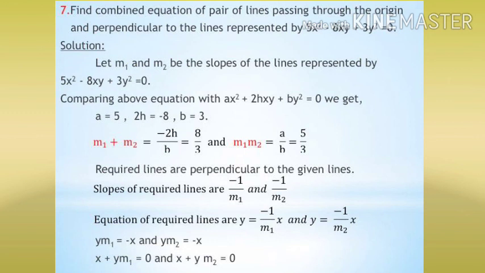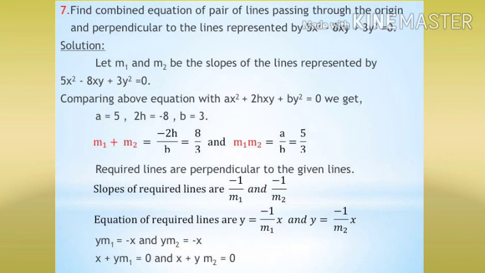Now next example, find the combined equation of the pair of lines passing through the origin and perpendicular to the lines represented by 5x² − 8xy + 3y² = 0. So let us start with the solution. Let m1 and m2 be the slopes of the lines represented by the given equation. Now comparing the given equation with the general equation ax² + 2hxy + by² = 0, we get a = 5, 2h = −8, b = 3. We know the sum of the slopes is −2h/b, so we get 8/3, and the product is a/b, therefore we get 5/3.